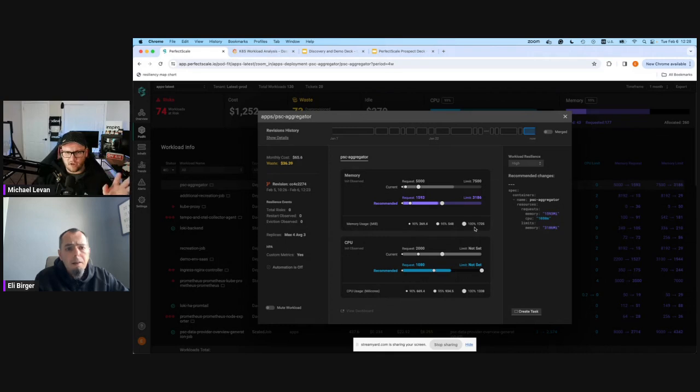So this is like a forecasting in a sense, right? Or I don't know if PerfectScale calls it that, but it's kind of like a forecasting or a history of what was utilized for that specific workload. Yeah, so this is the history and this is the forecast.